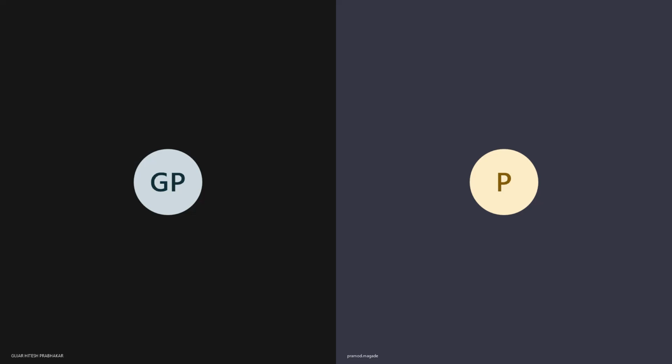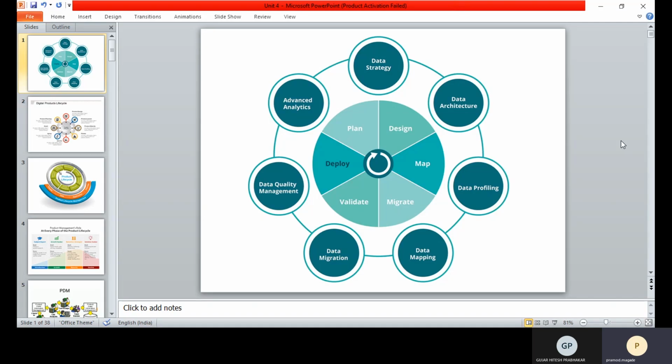Product life cycle. In that we have seen the growth phase, maturity phase, saturation phase, and declination phase. So here also I have a few slides about the PLC that I have mentioned over here. In this you can get the plan, design, mapping, migration, validation, deployment, and these are the things which are related with the product life cycle.